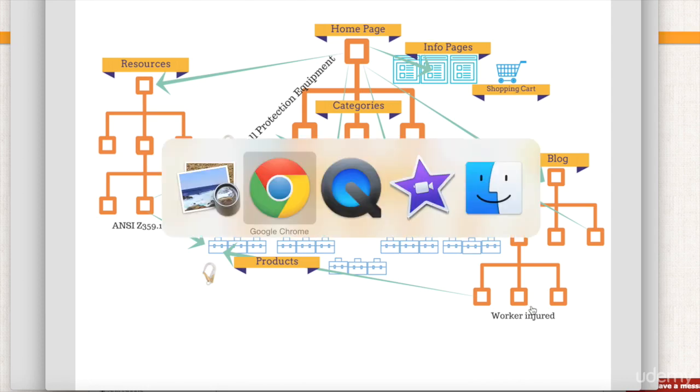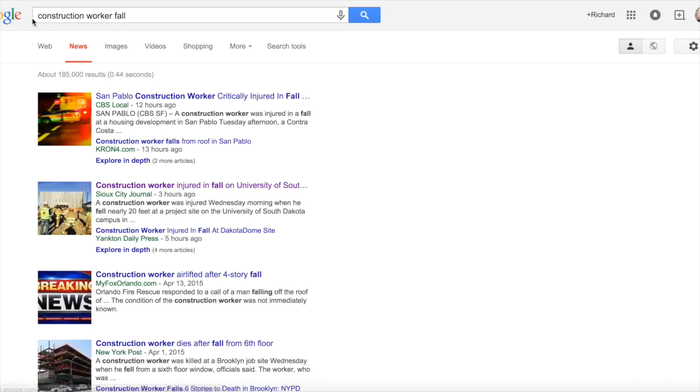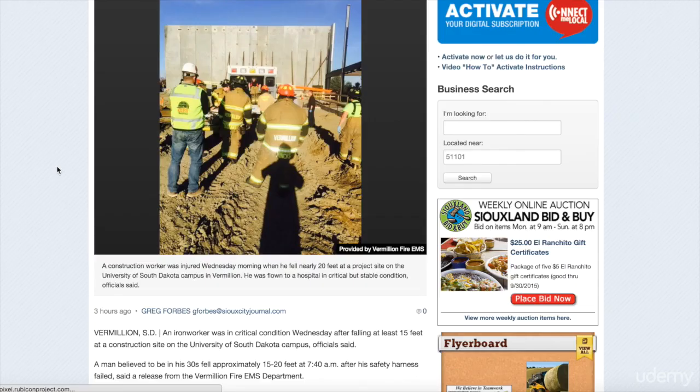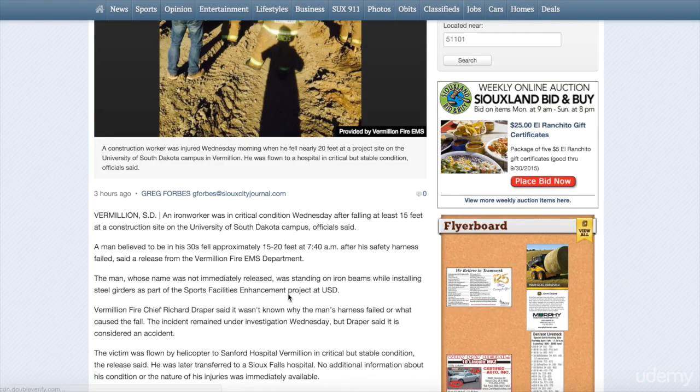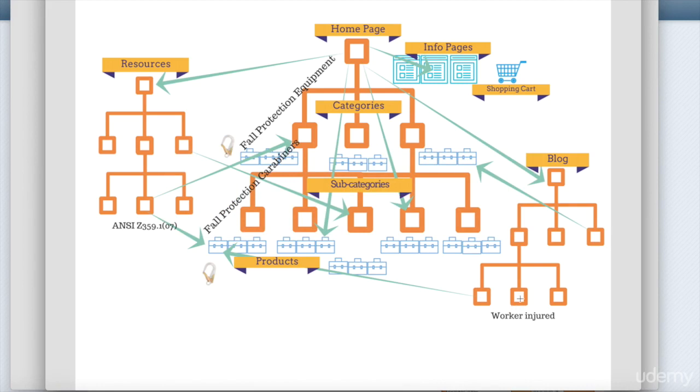Also over here, I just did a search on Google for, I'll go back and show you the search. I just did a search for construction worker fall, and I see this article published about 3 hours ago from the Sioux City Journal that says that a construction worker was injured in a fall and he's in critical condition, and it mentions in here that his safety harness failed. And so on my blog I can actually go and write a summary of what happened in this case. I can explain what causes safety harnesses to fail, and I can include any other information there that would be useful for people in the safety industry.